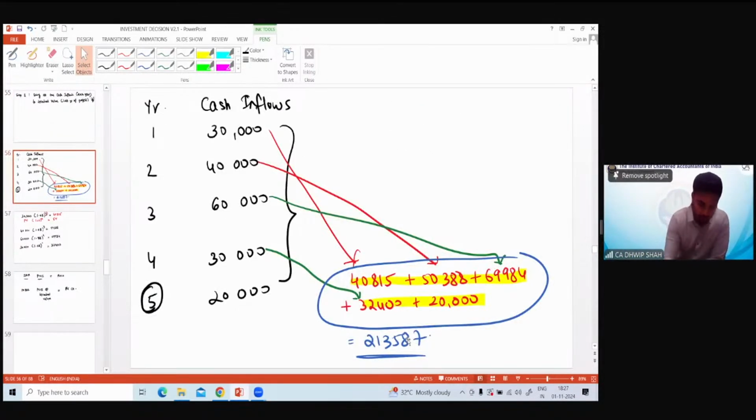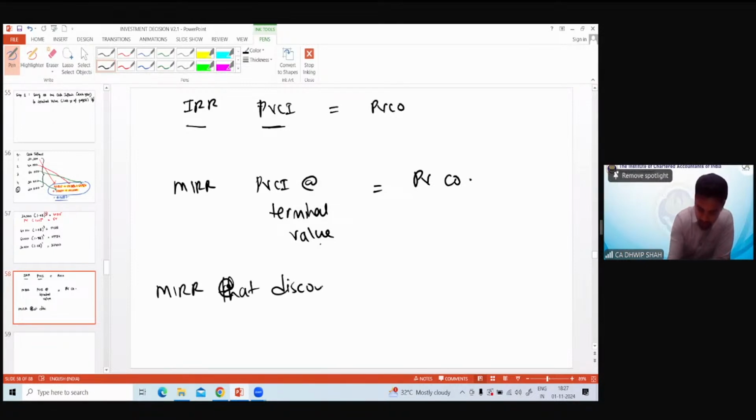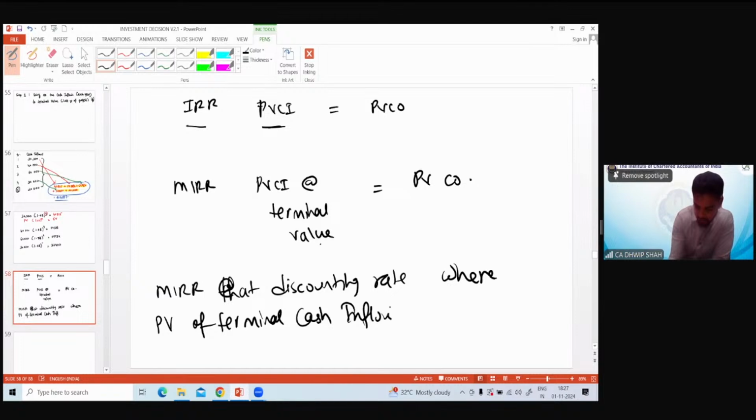Okay? Now it is similar to IRR. IRR was that discounting rate where present value of all cash inflow is equal to present value of cash outflow. MIRR is that rate. It would be that discounting rate where present value of terminal cash inflow is equal to present value of outflow.